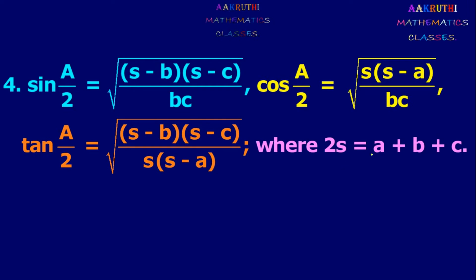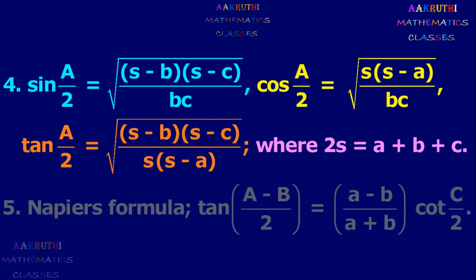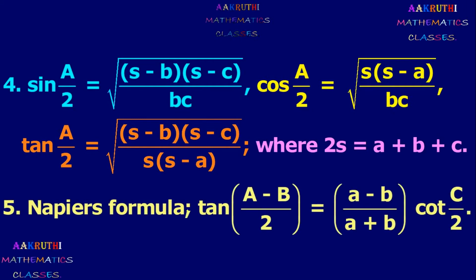It is (a+b+c)/2. So here 2s = a+b+c. Next is Napier's formula. We can write tan((A−B)/2) = ((a−b)/(a+b)) cot(C/2). Here we are using angles A and B.